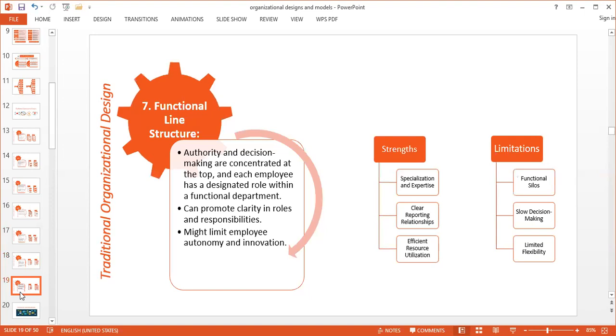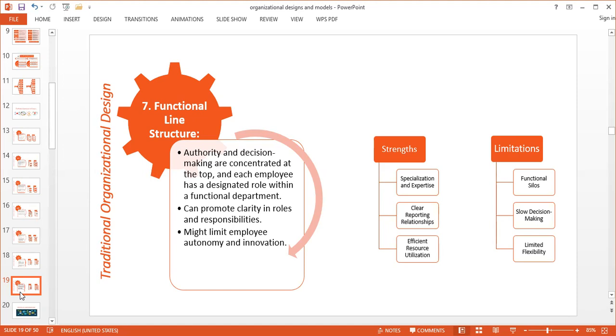Last one of the traditional organizational designs is functional line structure. Authority and decision making are concentrated at the top, and each employee has a designated role within the functional department. It can promote clarity in roles and responsibility, but might limit employee autonomy and innovation.